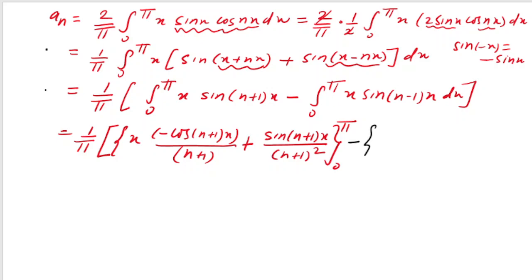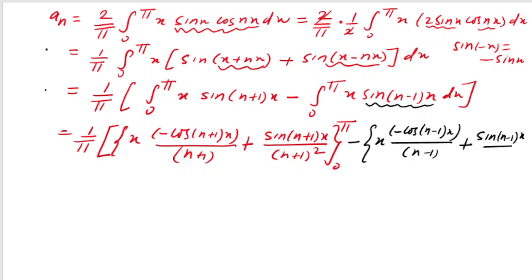For this part again I write x as the first function. Integration of sin n minus 1x is minus cos n minus 1x divided by n minus 1, and minus and minus will become plus. So again we have to integrate cos n minus 1x, so that will give me sin n minus 1x by n minus 1 square, and here the limit of integration is again 0 to pi, and I need to close this bracket, right?